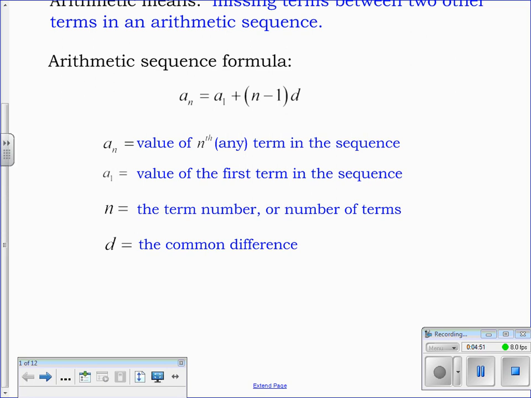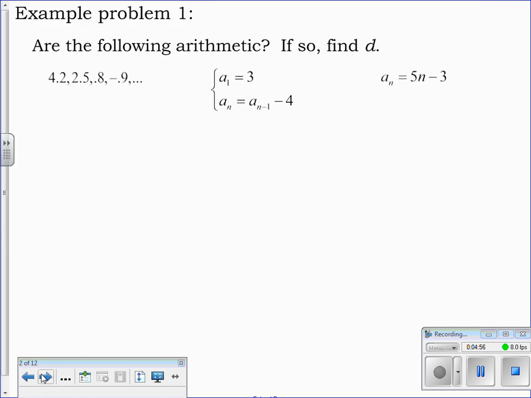Okay. Example problem number 1, are any of these arithmetic? Yes or no? If they are, find d. So the first one, to get from 4.2 to 2.5 to 0.8 to negative 0.9, that's obviously going down. Am I going down by the same amount each time?